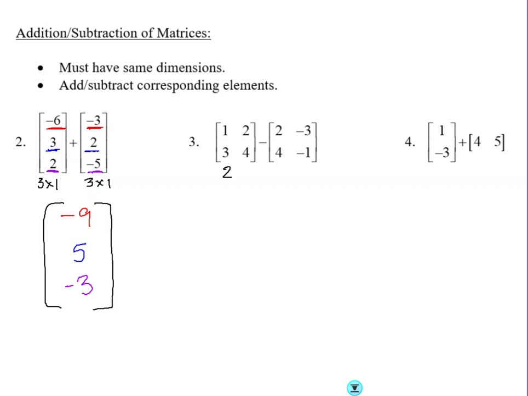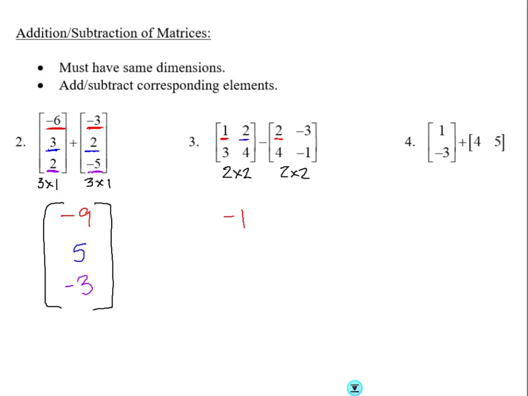Next, we have a 2 by 2 matrix minus a 2 by 2 matrix. So again, we are just going to subtract corresponding elements. So first row, first column, we're going to do 1 minus 2, which is negative 1.